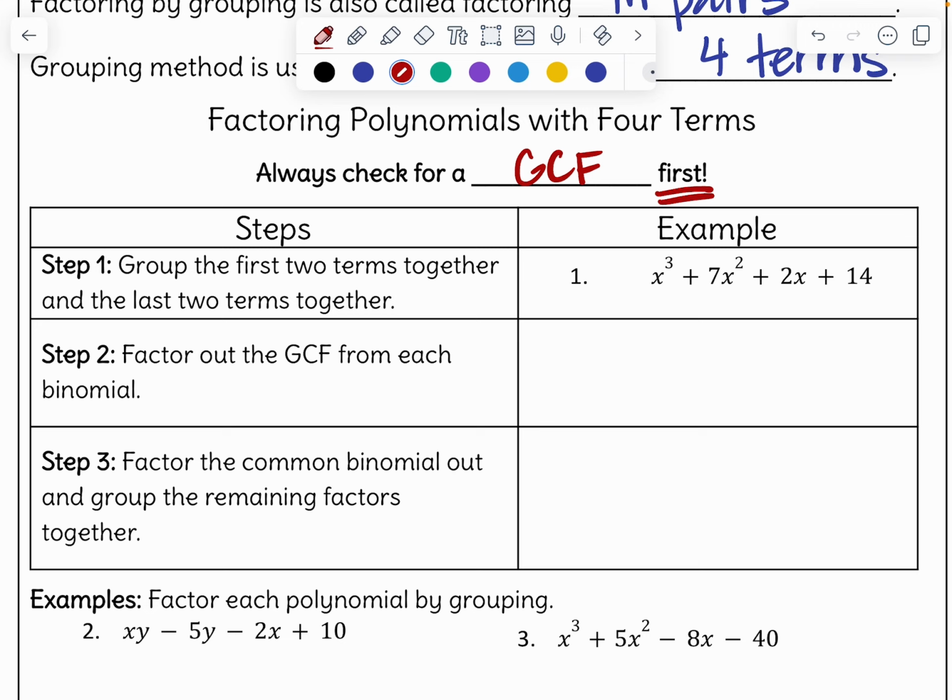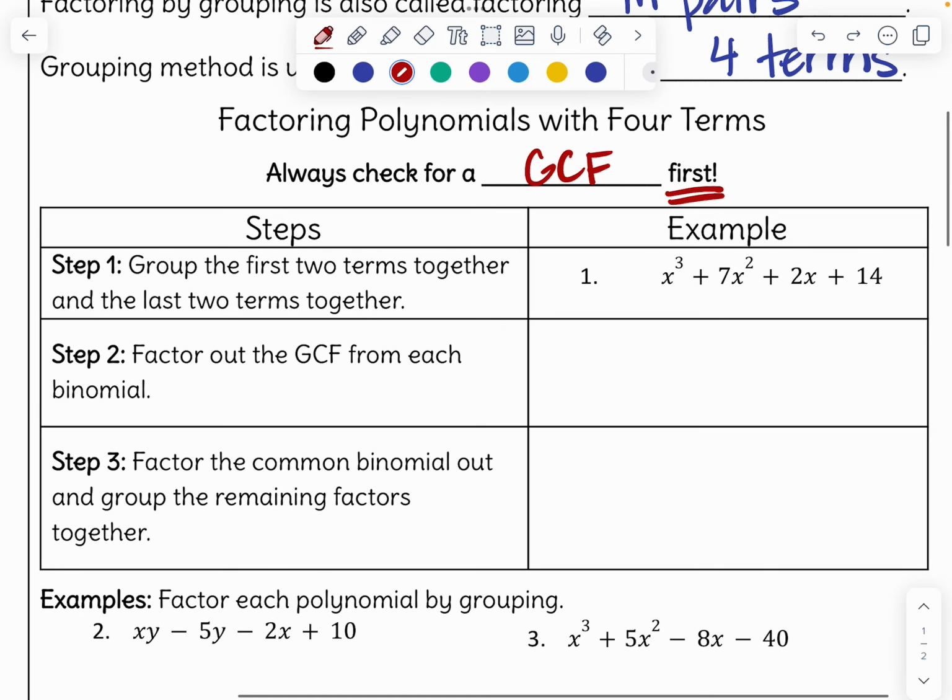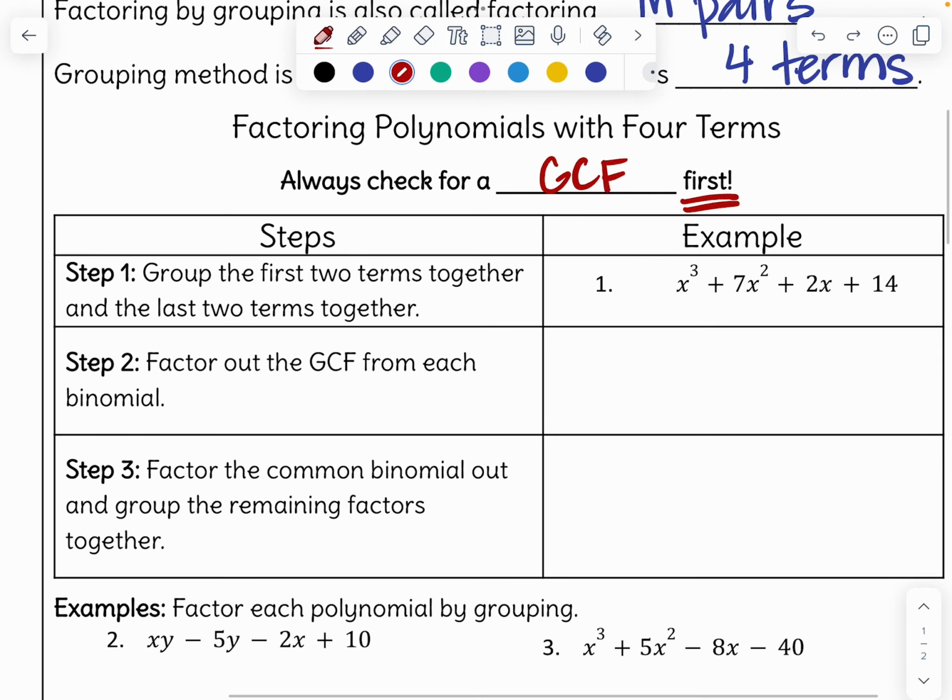So we have here a 1 as the leading term, leading coefficient, 7, 2, and 14. And there is no greatest common factor for those 4 terms except for 1. So we don't need to worry about a GCF for this one. We're going to group the first 2 terms together and the last 2 terms together. So I just like to draw a little line right in front of the sign in front of the 3rd term to split the two pairs.